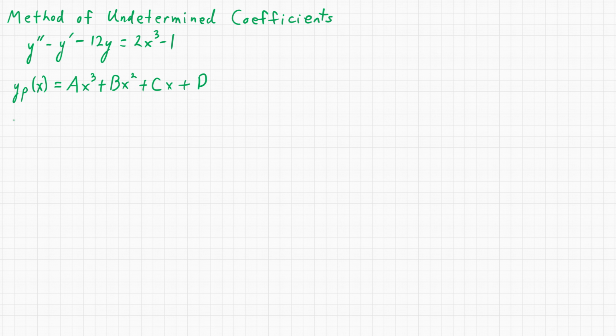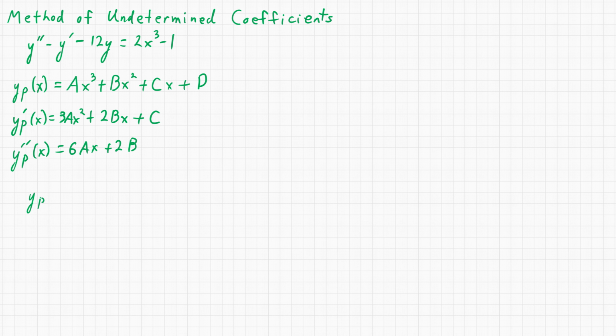Then take two derivatives here, so y particular prime of x is 3Ax squared plus 2Bx plus C, and y particular double prime of x is equal to 6Ax plus 2B. I forgot the A there, sorry about that. And then we're going to plug this into the differential equation.